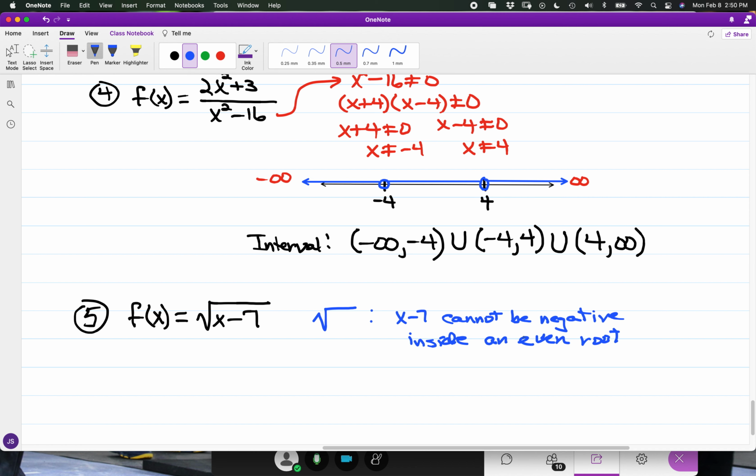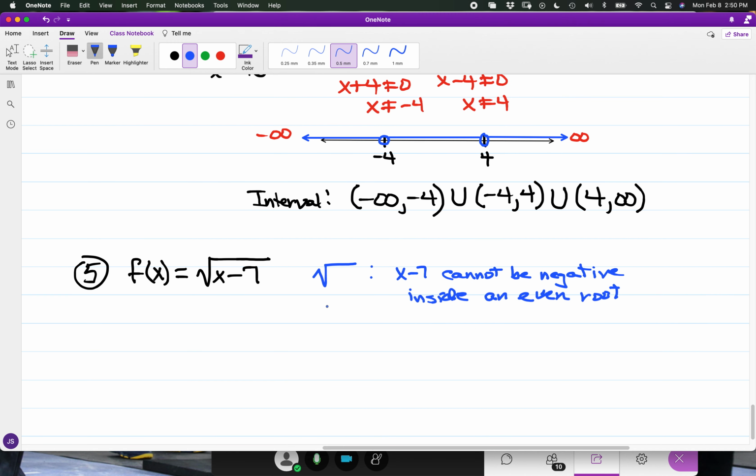It could be negative in cubic roots, fifth roots, seventh roots, but for second roots like square root, or fourth root or sixth root, whatever's inside cannot be negative. Now, you can have the square root of 0. So x minus 7 can be 0, and x minus 7 can be positive. Just creating the path forward to solving for x, we can set up an inequality. So we have x minus 7 is greater than or equal to 0.